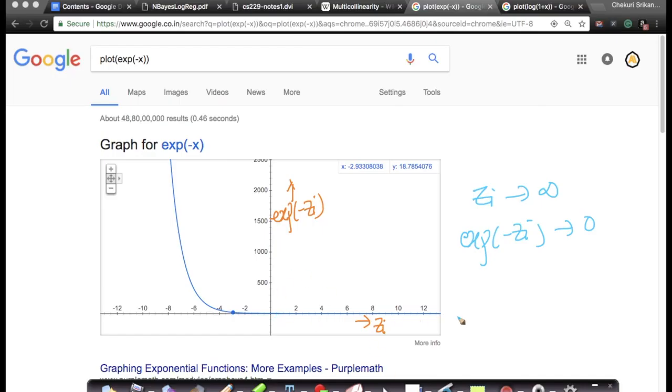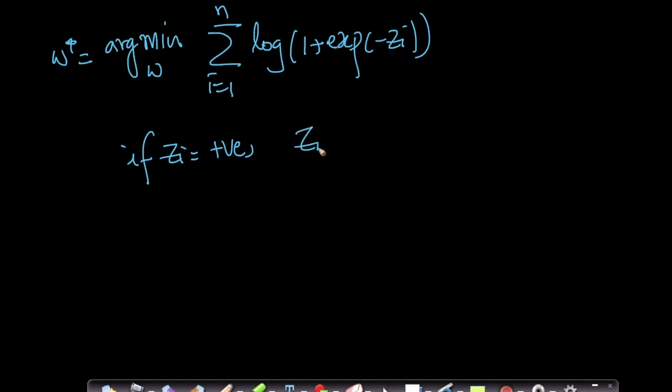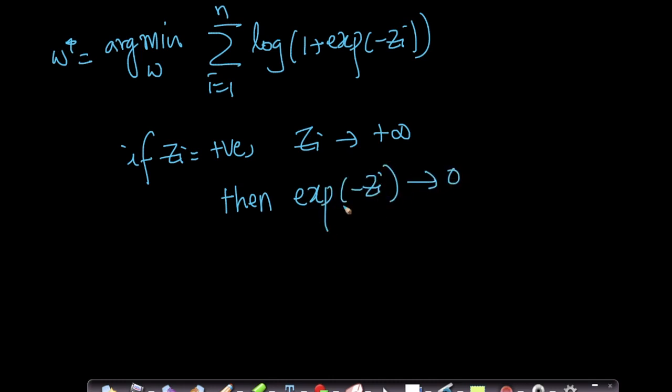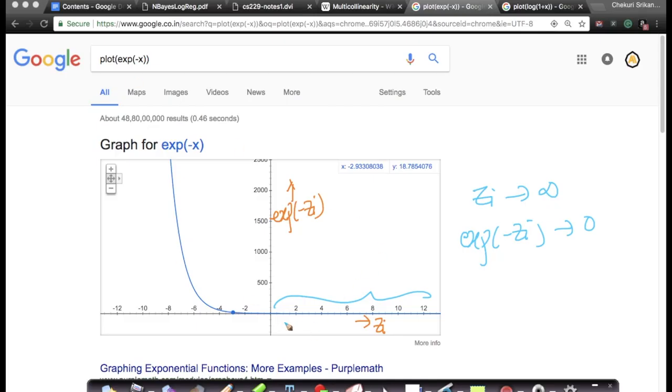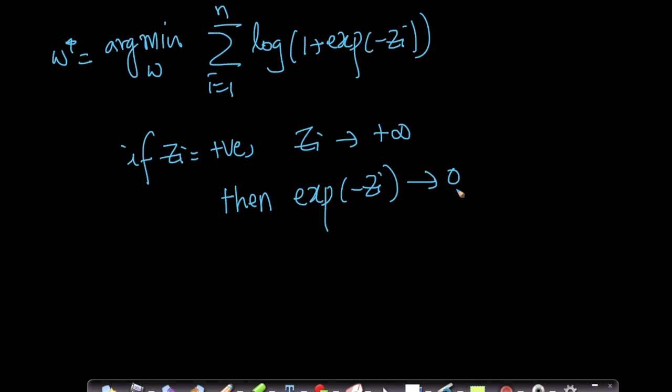So what happens is, if zi is positive, and it has to be positive, this is where the values fall. If zi is positive, which means it is in this area, and if zi tends to plus infinity, not minus infinity, then exp of minus zi will tend towards 0. Think of it like limits, right? From the plot you can see it. As zi goes towards infinity, exp of minus zi will go towards 0. Now as exp of minus zi goes to 0, log of 1 plus exp of minus zi is becoming very close to 0.